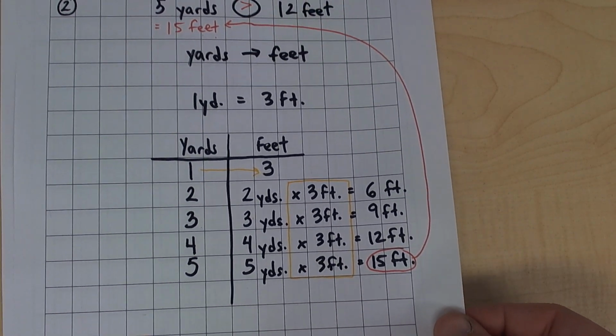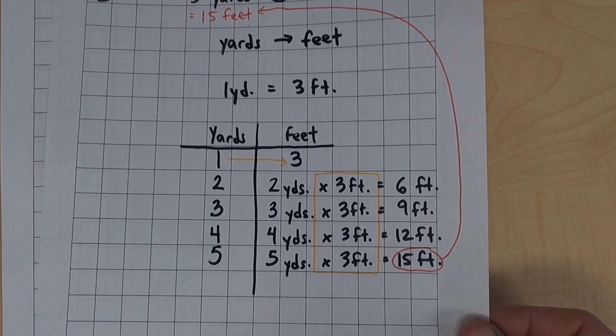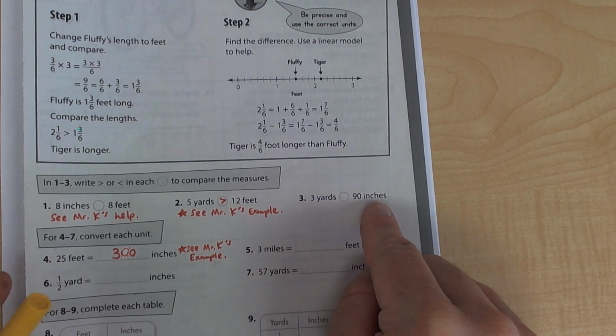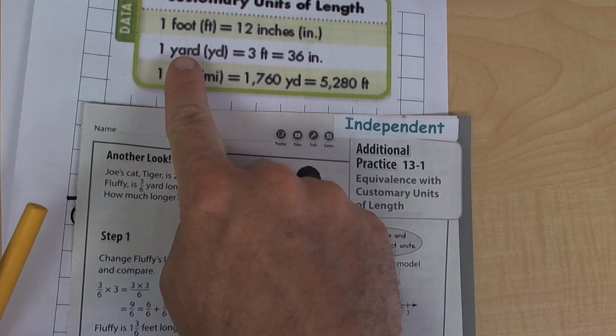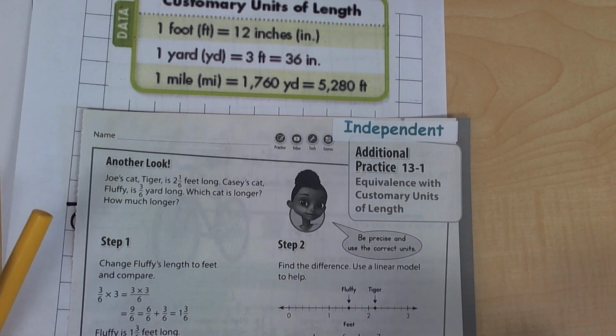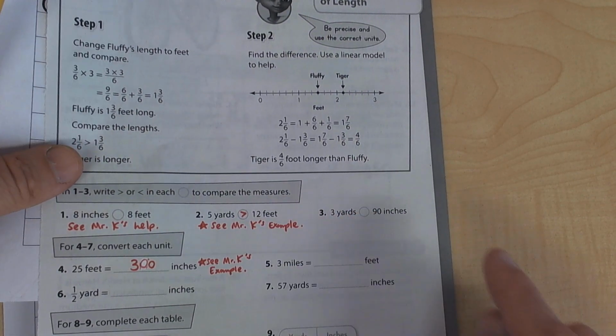Okay, so you're going to do the same exact thing for number 3 when it comes time, except for number 3, you're going to be converting between yards and inches. And if you look at your table that I provided you, you'll see yards and inches in the second row. So you'll do that for number 3 right now.